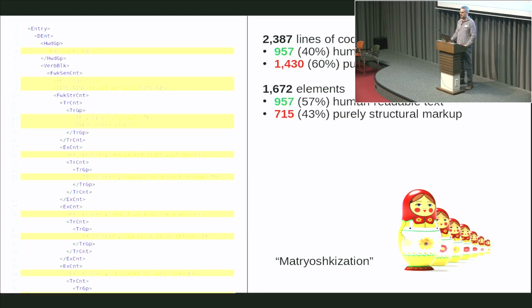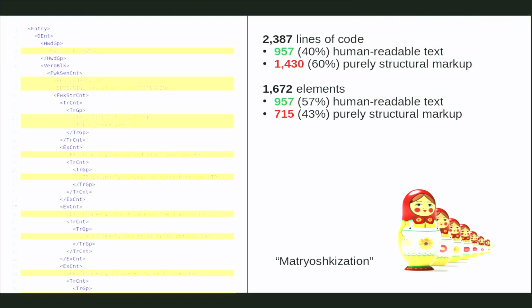If instead of that, I count just the XML elements instead of every line of code, then of course the ratio becomes a bit more favorable, but it's still about 50-50. So about 50% of what somebody editing this XML sees on their screen is basically structural clutter, which gets in the way. I know it's there for a reason, it supplies the structure, but still the lexicographer is interested mainly in the text and not so much in the structure. So that's matryoshkization.